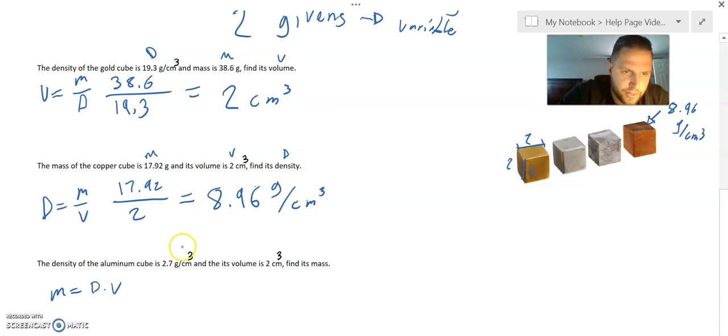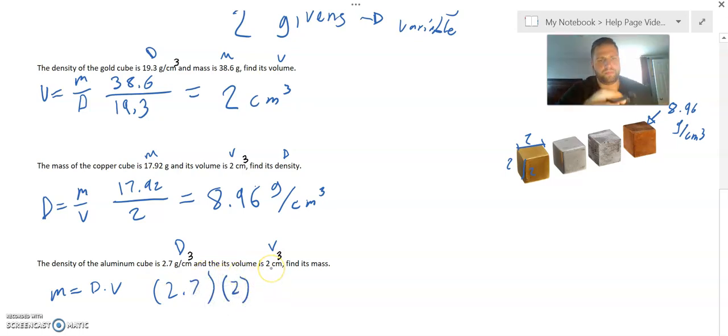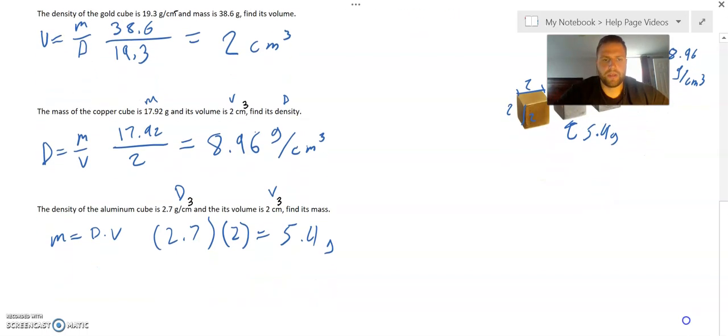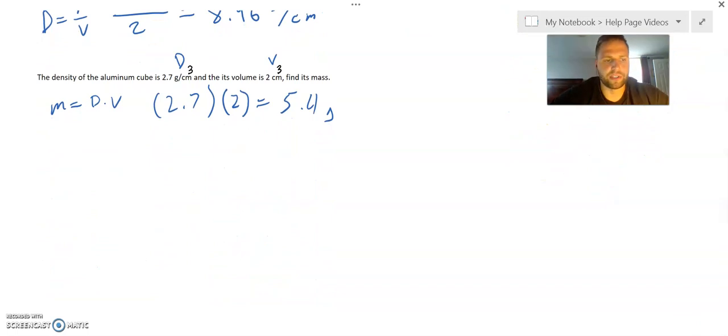And let's label what they've given us here. So this is density. This is volume, and if we multiply them together, what we should get is the mass. So let's go ahead, let's fill in these numbers. So we're going to do 2.7 times 2. We'll take our calculator here. 2.7 times 2 gives us a mass of 5.4 grams. So what we just solved for is that this aluminum cube here is going to be 5.4 grams.